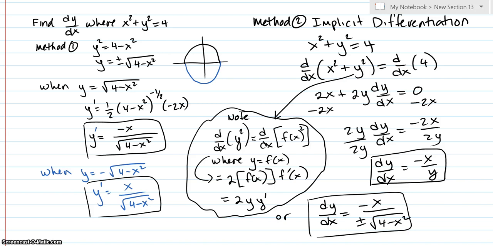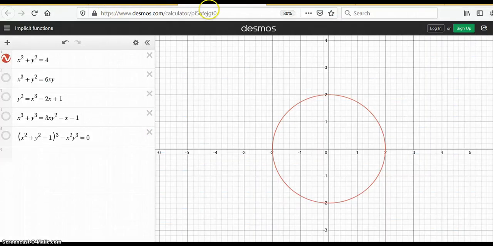So if you want to see the graph of this, you can graph implicit functions. There's a few programs that you can do this with, but a famous one is Desmos. So let's go ahead and check that out. Here it is. Here's the website.